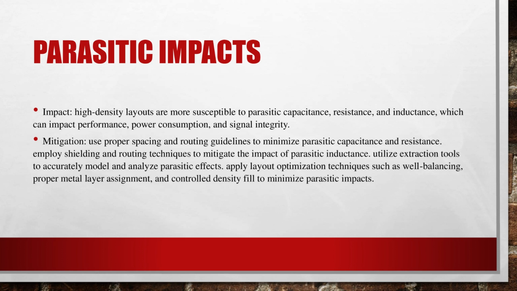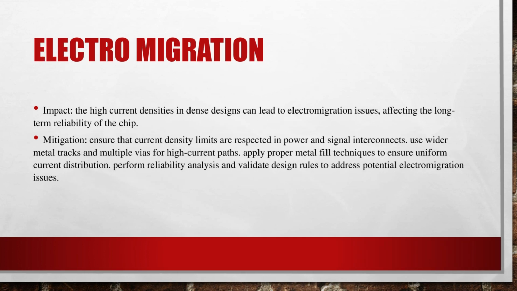The next challenge is electromigration. When we choose a high density layout design, the current density also increases. When the current density increases, it is possible to create an electromigration effect. So we should avoid electromigration. When we prefer high width nets and proper widths, we can avoid this kind of electromigration.